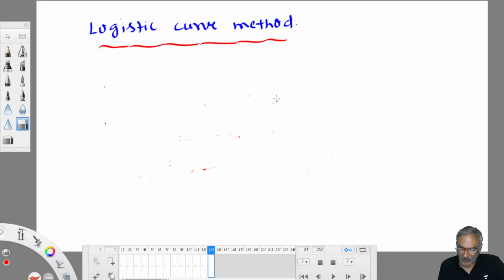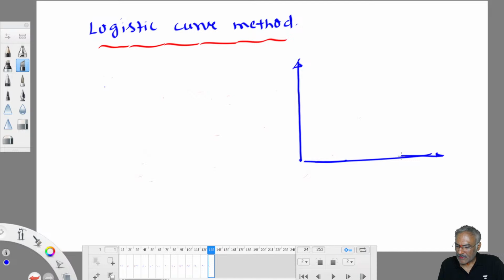3 population data spread at equal time intervals is required. Given that, comfortably we can work out future population by using logistic curve method. So this is logistic curve. Logistic curve is a population growth curve. So this curve is represented by an equation.